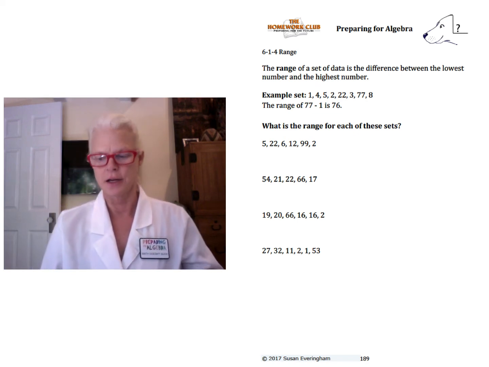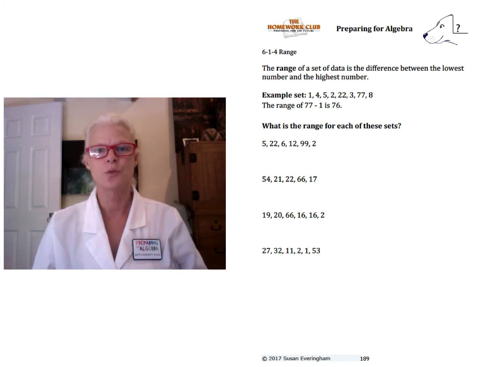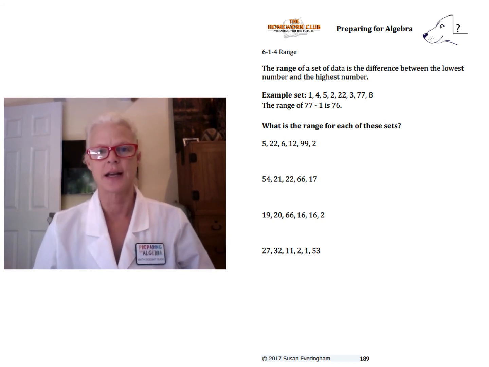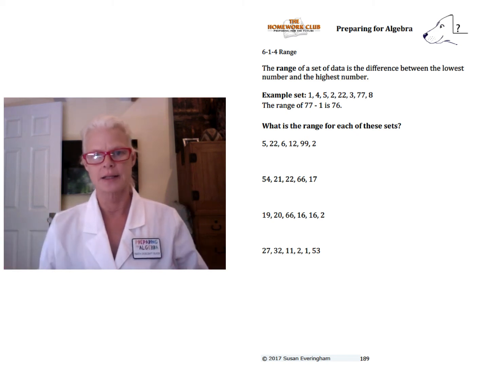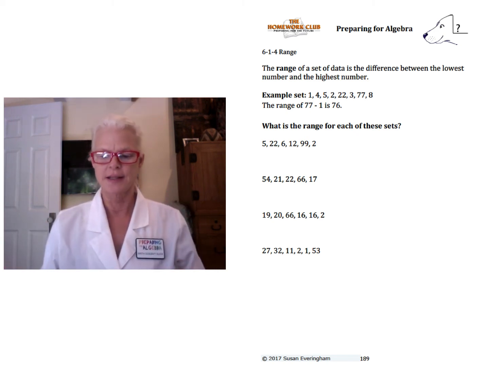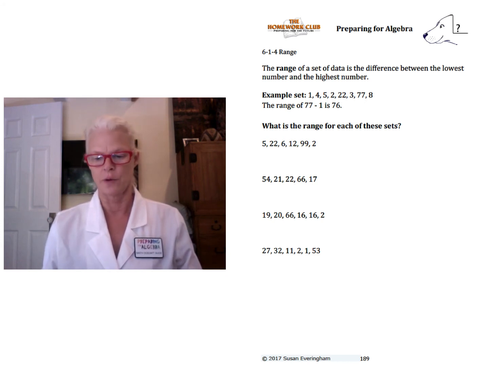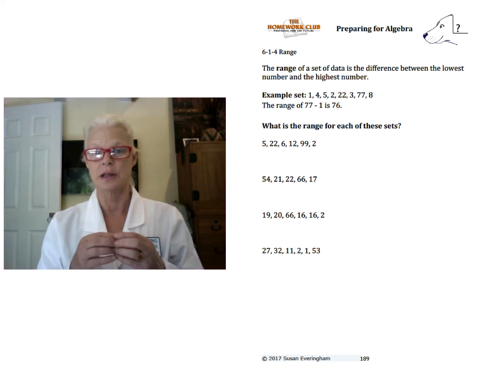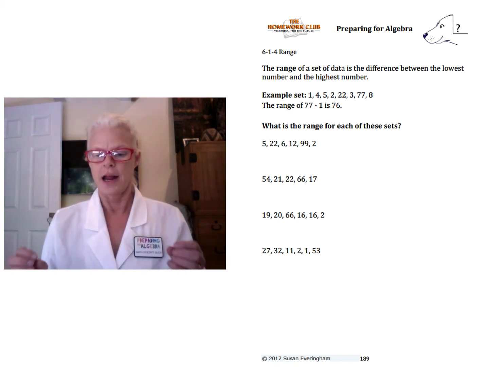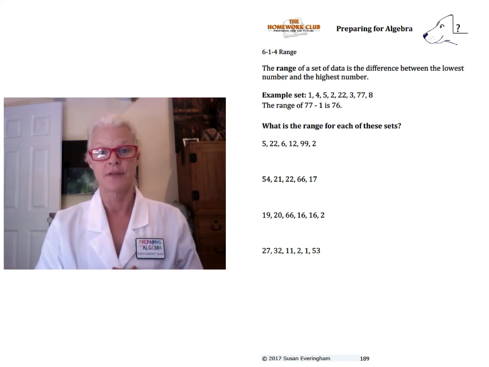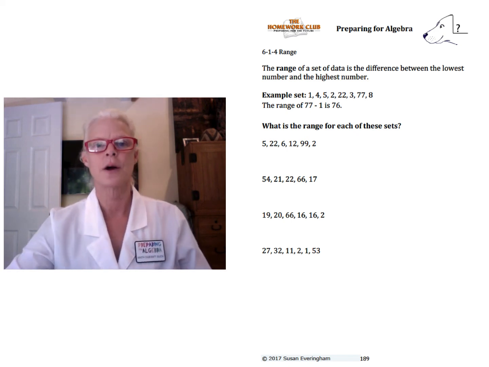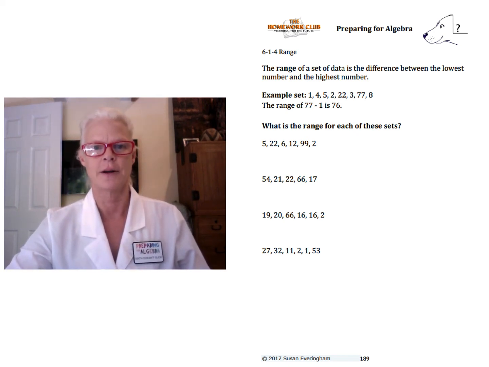We're on page 189, and this is range. Now range, as it kind of sounds like, is the difference between the lowest number and the highest number in a set of numbers. So the example set is 1, 4, 5, 2, 22, 3, 77, and 8. I suggest you always line them up in numerical order, and the range here is from 77 to 1, which is 76. So I want you to find the range for each set of numbers below, and we'll move on to our next page.